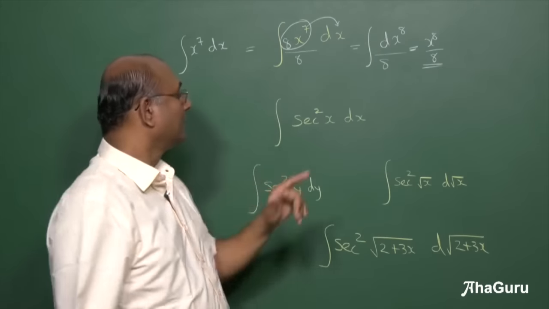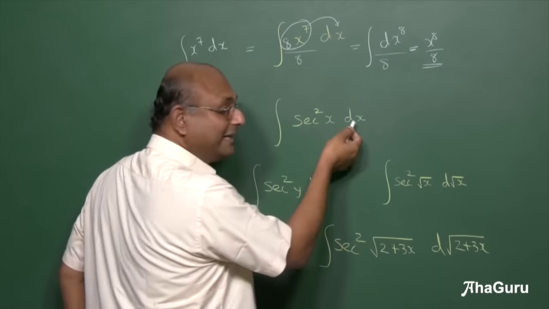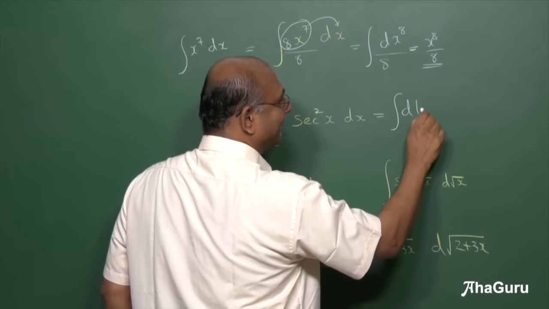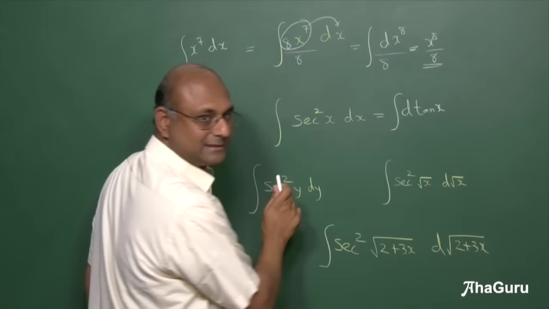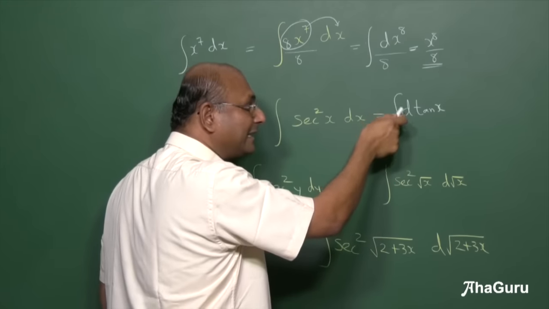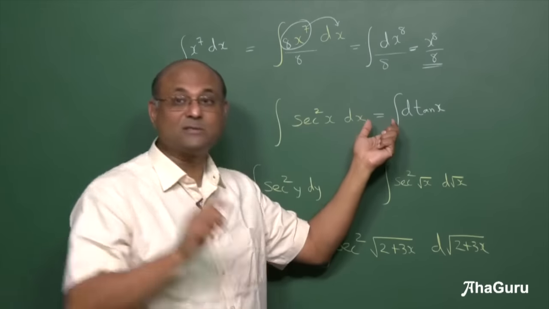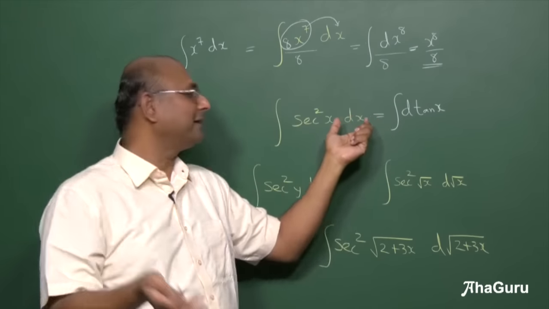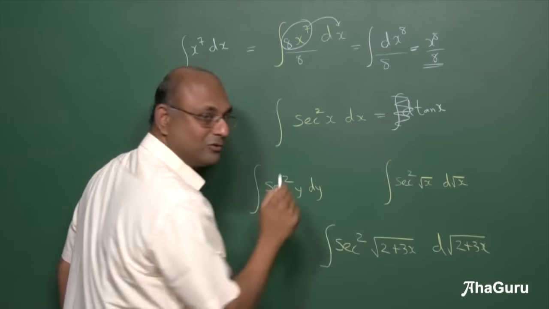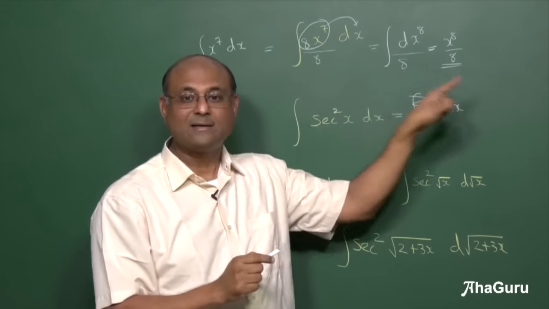So that's clear? Now let us take this second question, which is secant square x dx. Now you already know that d of what will give me secant square? D of tan x is secant square x dx. And therefore integral secant square x dx is the same as integral d tan x. Because when I take the secant square and push it inside, secant square goes inside the d, it becomes tan x. Now what is left? Integral d cancelled out. And so what do we have? Integral secant square x dx is tan x.